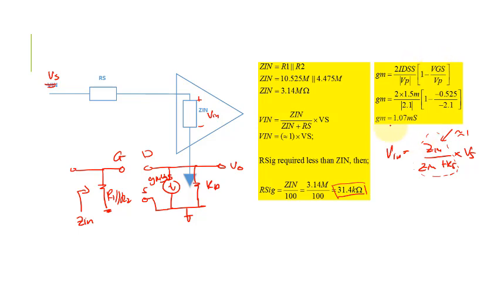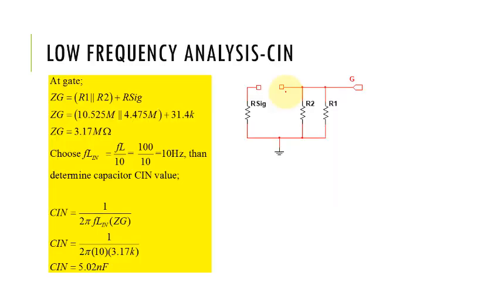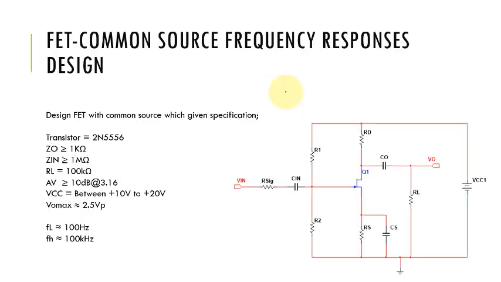Then we get the value of gm. Okay, so this part is how you determine the value of R signal here. This is the same method and the same specification from our chapter 1. And for the frequency response, for the low cutoff and also the high cutoff frequency.